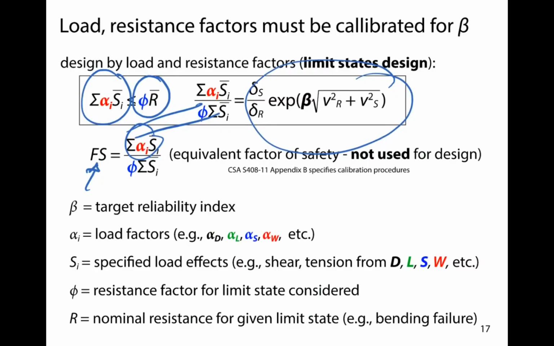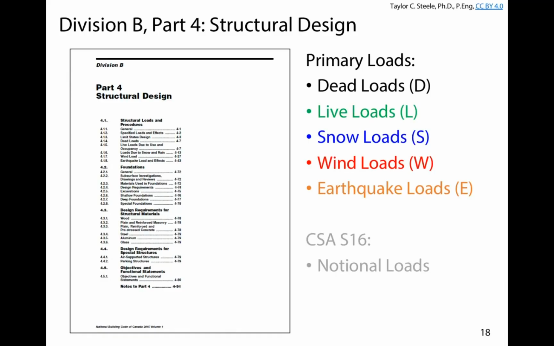Okay. We basically get our load effects from the building code. And so we've got dead, live, snow, wind, and earthquake loads that we've already talked about. We're going to figure out now how we add these together, right? So we're going to have a load factor on dead, load factor on live, snow, and wind. And we add these load effects together in different ways, depending on what is most likely to happen.